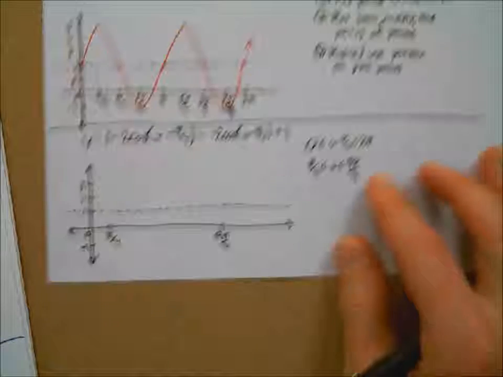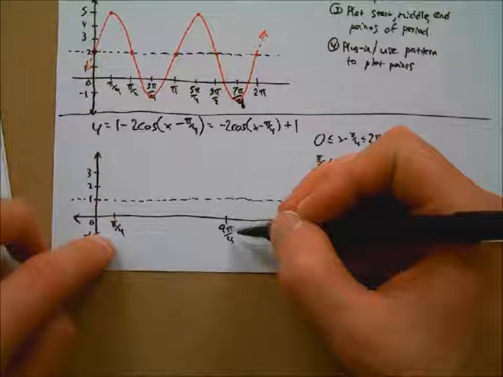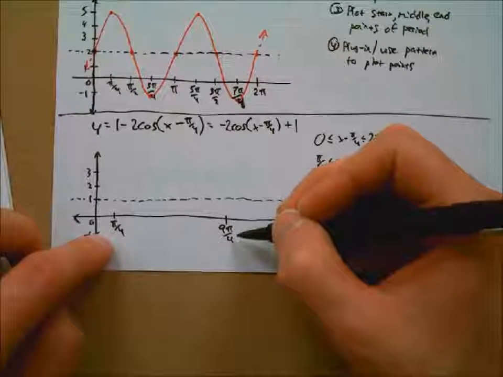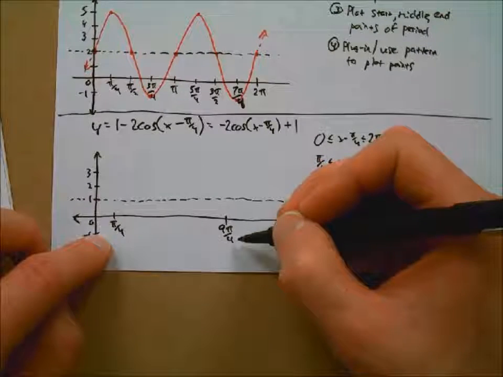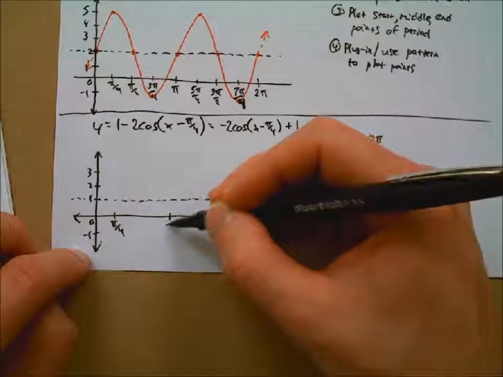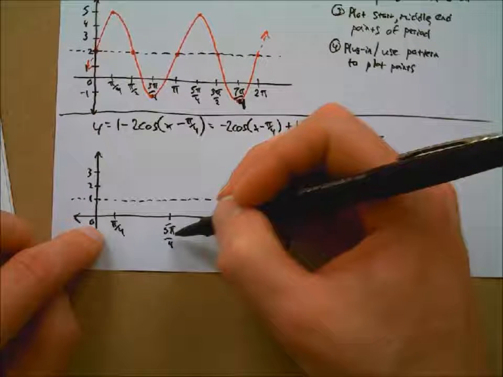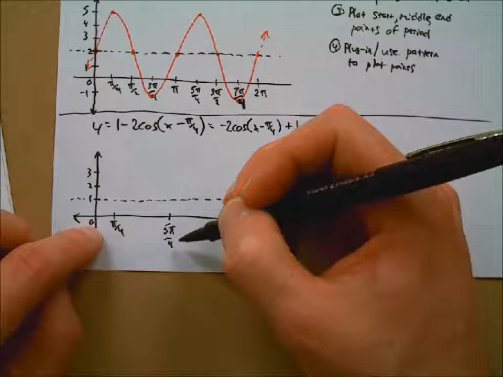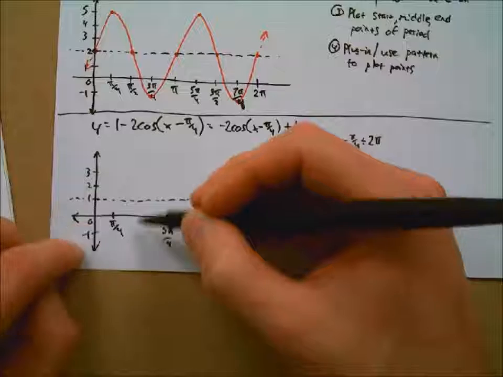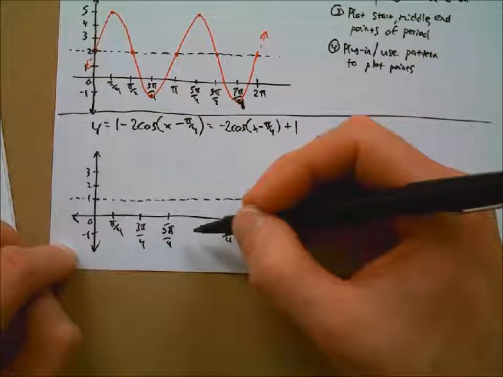Then I want to find the midpoint of that. To find the midpoint, I add them together. Pi over 4 plus 9 pi over 4 is 10 pi over 4, or in other words, 5 pi over 2. Divide that by 2, 5 pi over 4. And then the halfway point here: pi over 4 plus 5 pi over 4 is 6 pi over 4, which is 3 pi over 2, divided by 2, 3 pi over 4. And this will then be 7 pi over 4 right here.